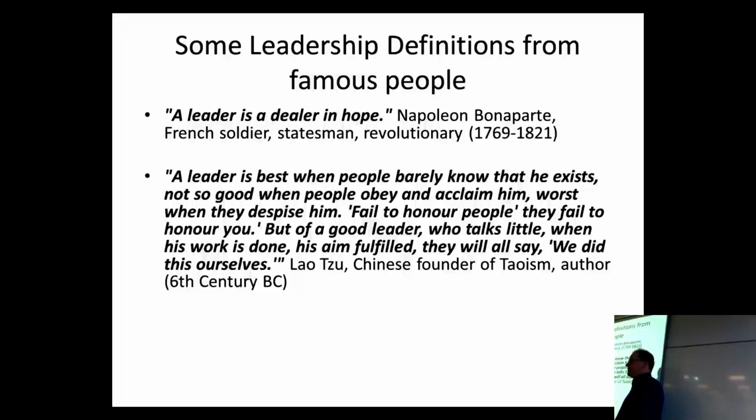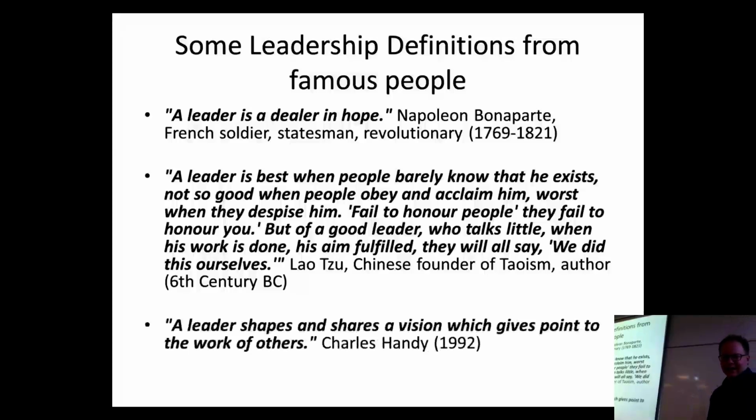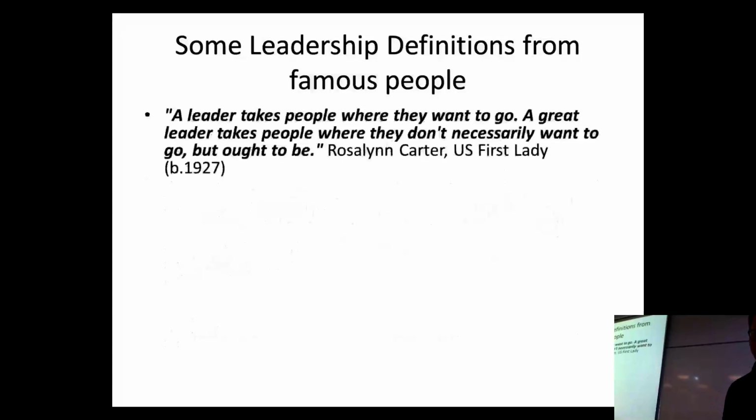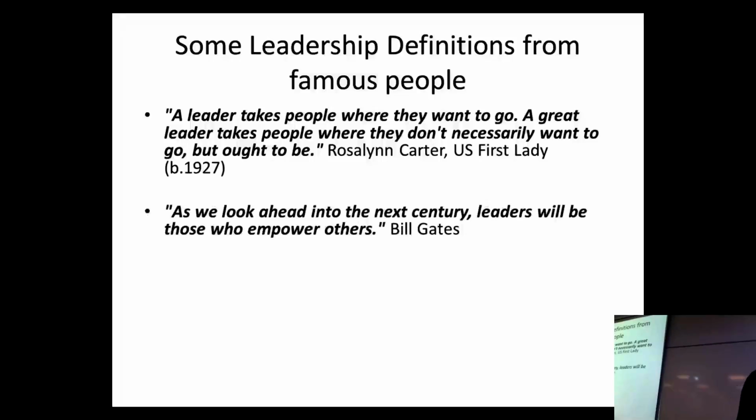This is particularly bad if you're in a company where you get bonuses and rewards. If you as a leader say like, oh, my team did it, there were rewards. Tough luck, my friend. So I'm joking about this, but the point is that there are certain systems that kind of honor that. A leader shapes and shares a vision which gives point to the work of others. So again, similar lines. Then a leader takes people where they want to go. A great leader takes people where they don't necessarily want to go, but ought to be. So again, Rosalynn Carter.